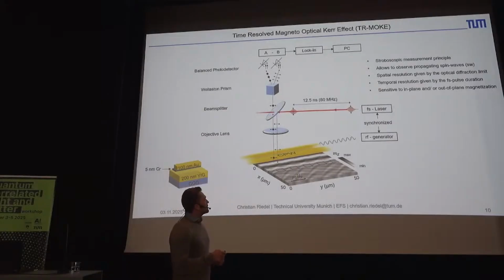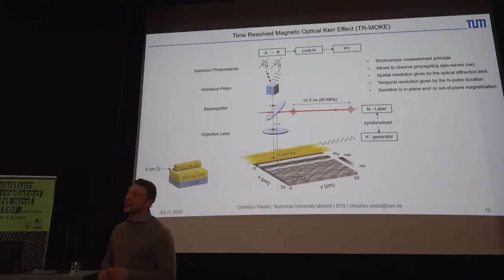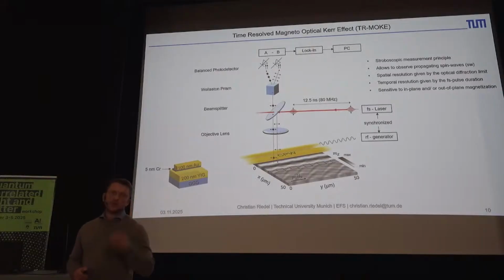So I already said that it's a stroboscopic measurement principle. The spatial resolution which we can achieve depends on the wavelength we are using, but it's usually down to 300 nanometers. Everything is, let's say, well aligned and works quite well. Whereas the temporal resolution depends on our femtosecond laser pulse length, which can go up to terahertz. So the femtosecond laser pulses are usually in the order of 100 femtoseconds, 200 femtoseconds, whereas you can reach terahertz easily, which we may not touch today.